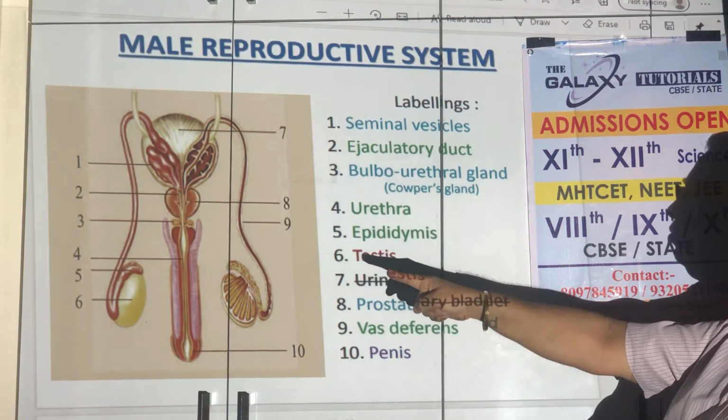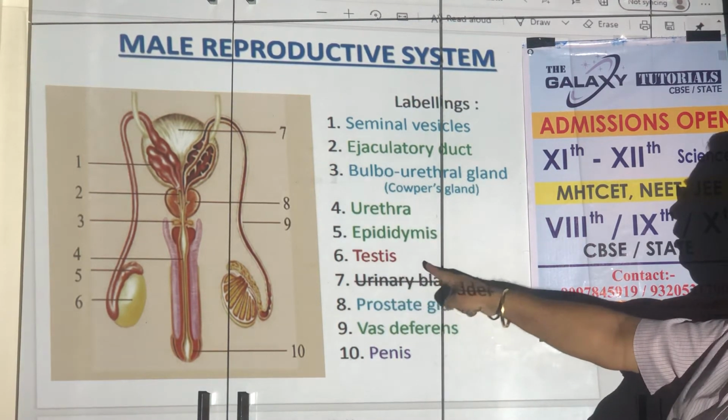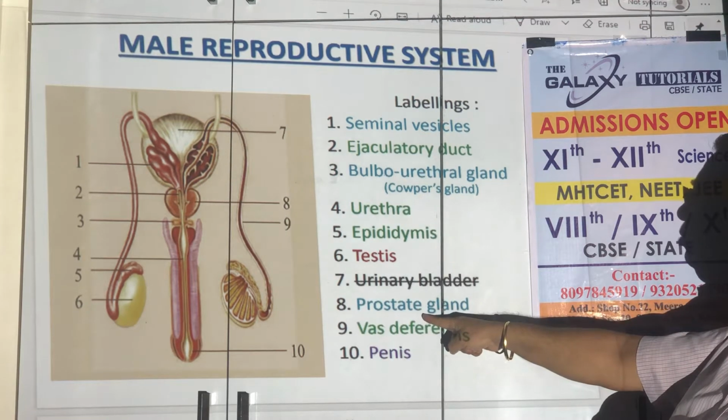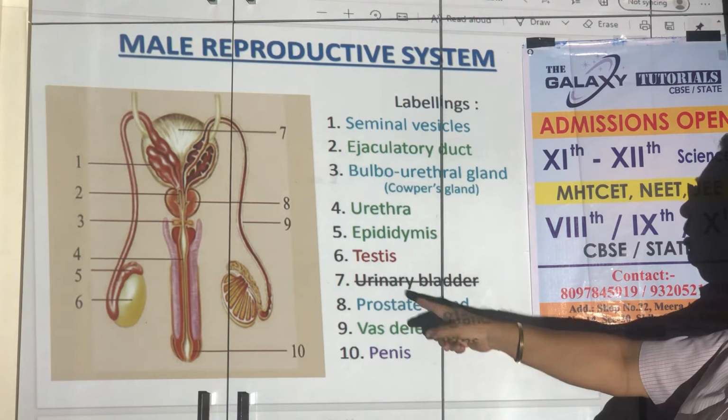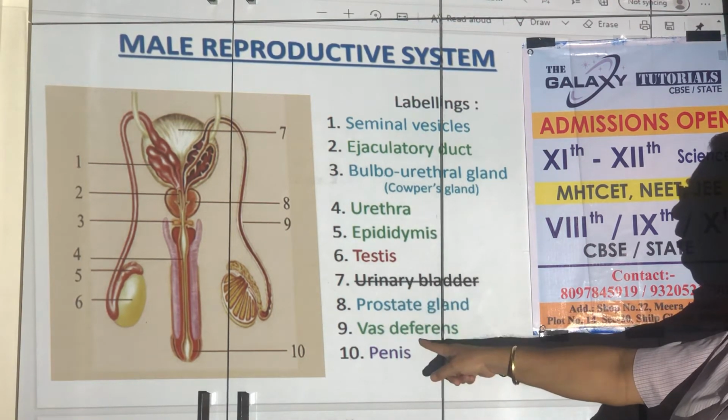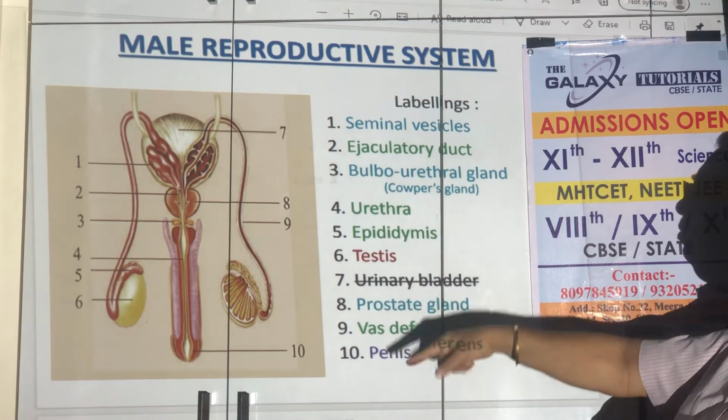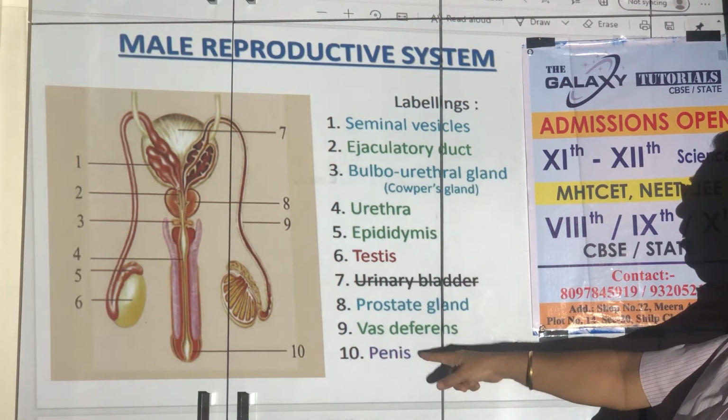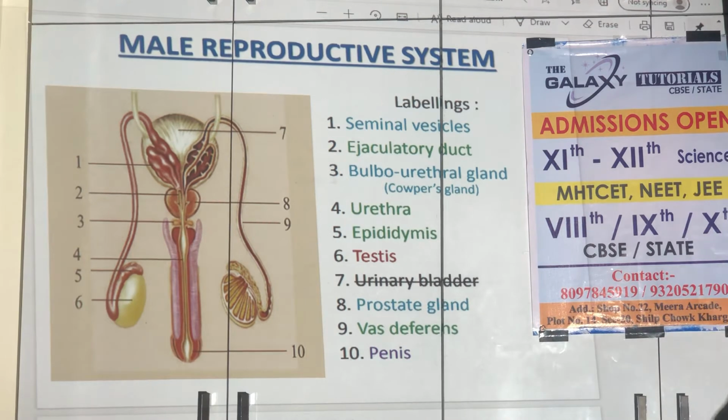Five, epididymis, you can see the coil on top of the testes. Then you can see the testes themselves. Then there is the prostate, which also delivers fluid. Ninth is the vas deferens, which will take it. And tenth is the penis. So glands and semen come together, mix and come out from number 10. Okay.